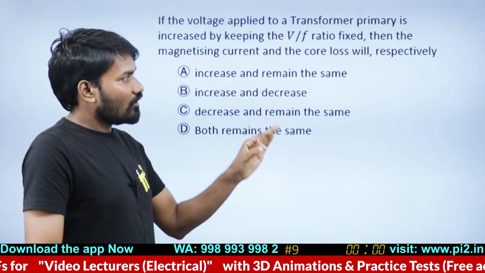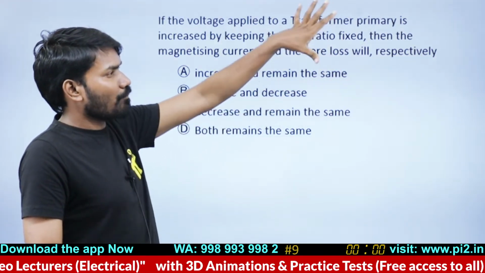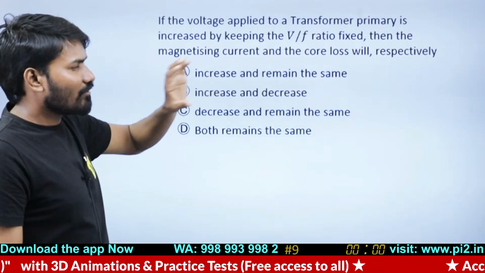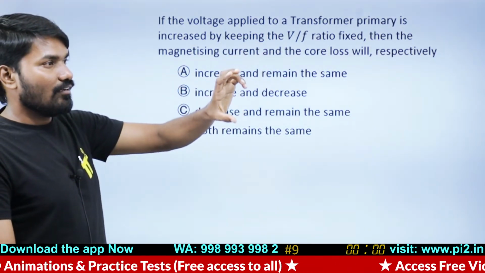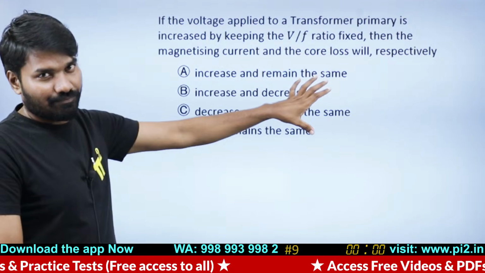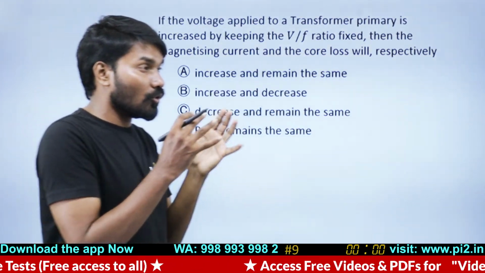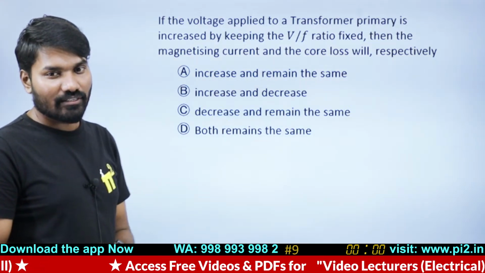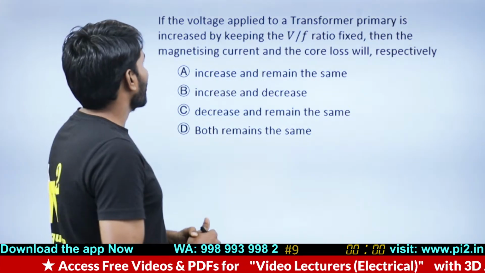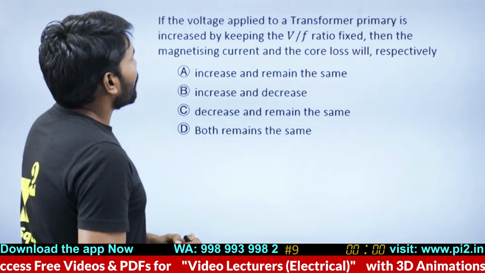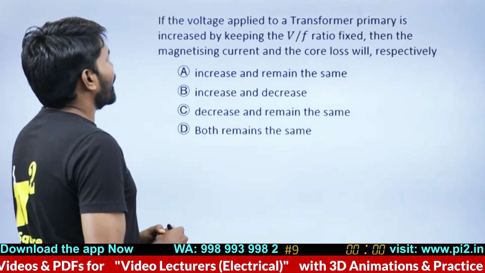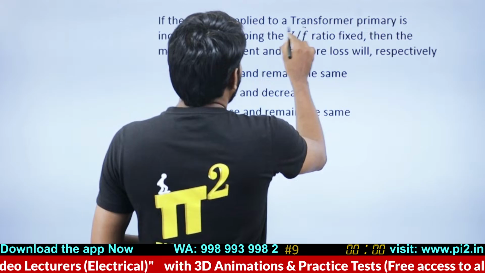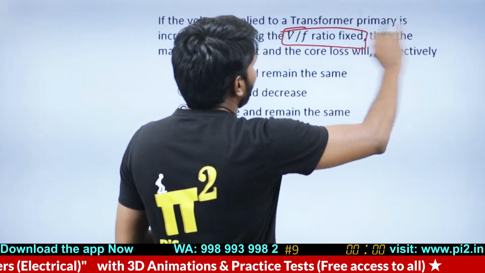I took utmost care in explaining this in the simplest manner, giving you the simplest possible way to get this idea. It looks complicated if you don't know the idea, but I gave it to you in the course clearly so that you will get a clear idea, and most of you answered it. Time's up. So if the applied voltage to a transformer primary is increased by keeping V by F fixed.